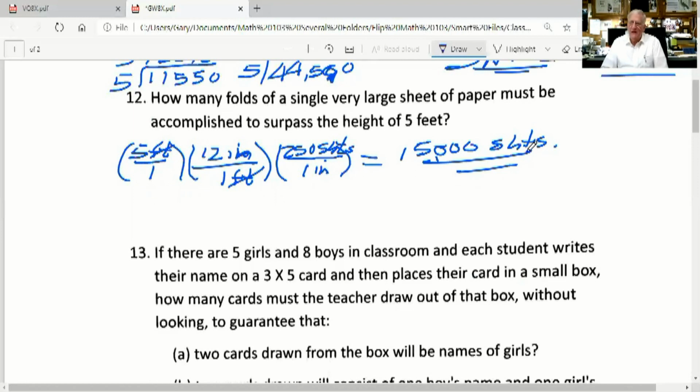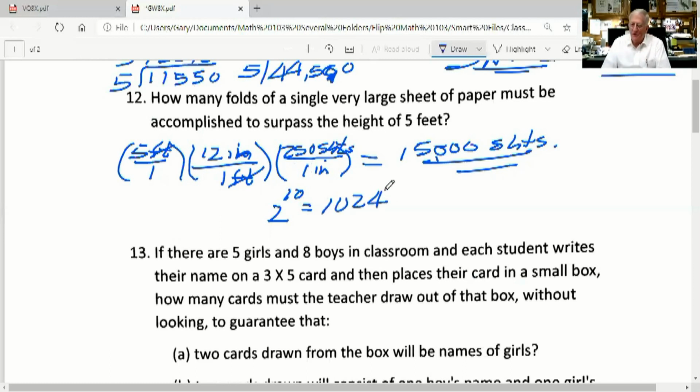Now, how many times would I have to fold a single sheet of paper to either equal 15,000 sheets or surpass it? Well, I'm looking for a power of 2, right? Because every time you fold a sheet of paper in half, you double its thickness, right? So I usually start with maybe 2 to the 10th, just to give me a starting point. So if I go to my calculator and I do 2 caret 10, I get 1,024.